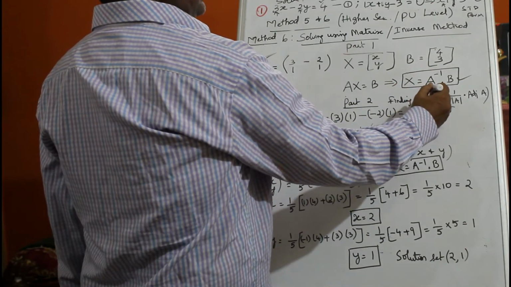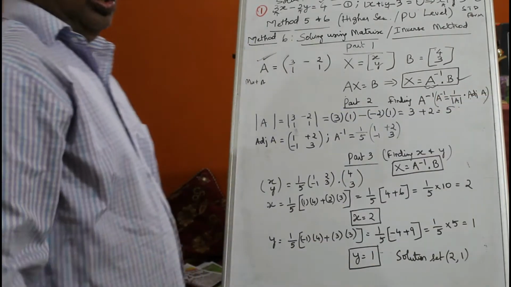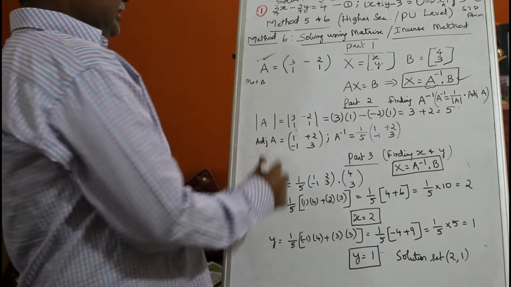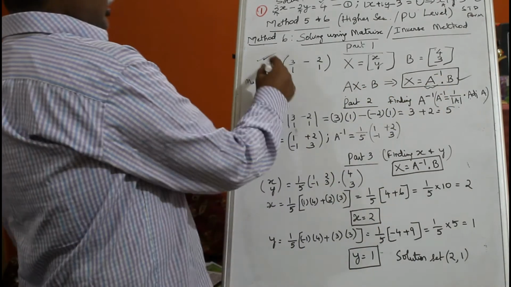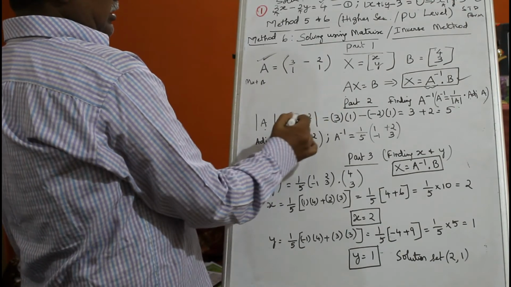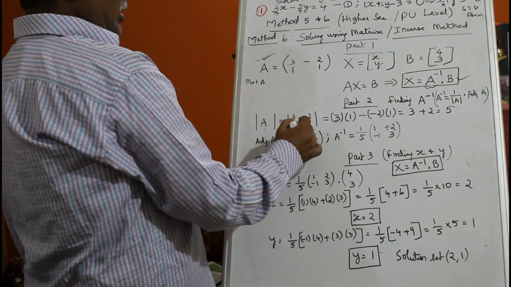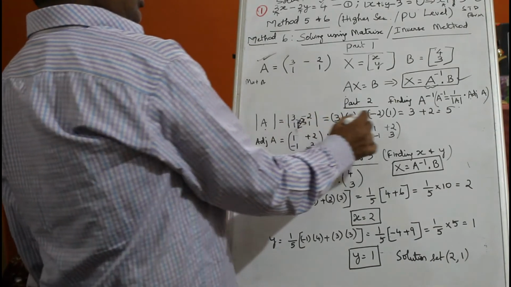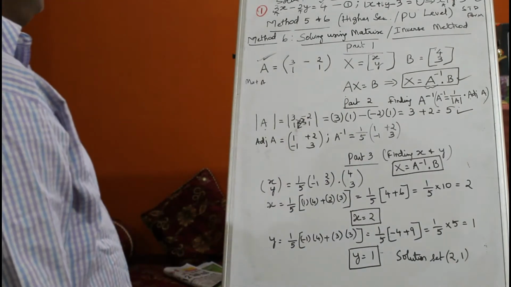So A inverse, the formula is 1 by determinant A into adjoint A. So this is determinant A. I told you determinant has got a value. So write determinant A: 3 into 1, you get minus in the middle, minus 2 into 1, you get 5. This is already in the method, 5.